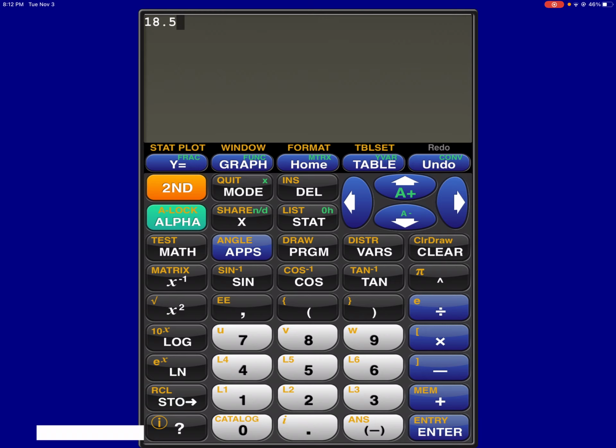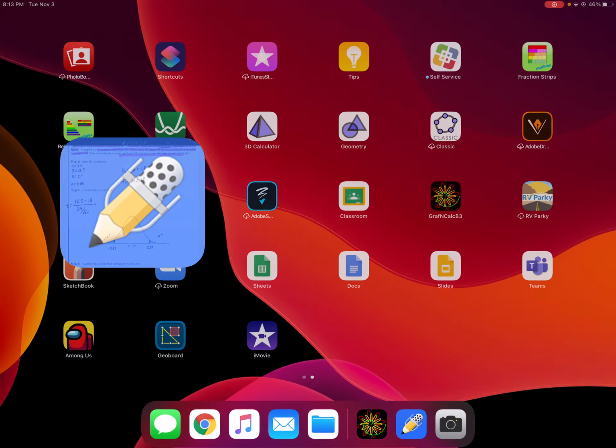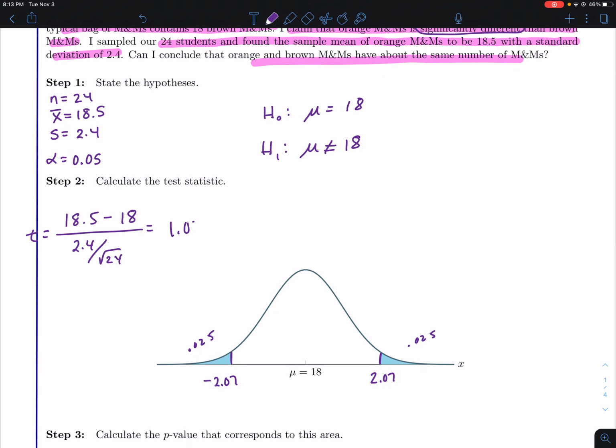So 18.5 minus 18 divided by 2.4 divided by square root 24 gives us a t-score of, it looks like, 1.02 in this case. So our t-score is 1.02. And so remember, where mu equals 18 would be t equals 0.